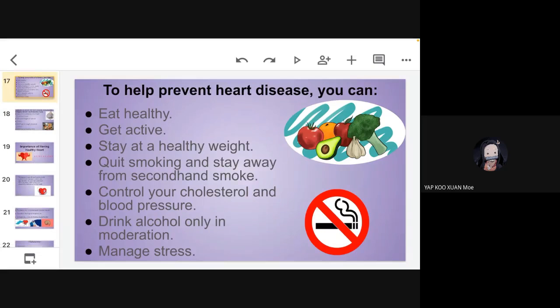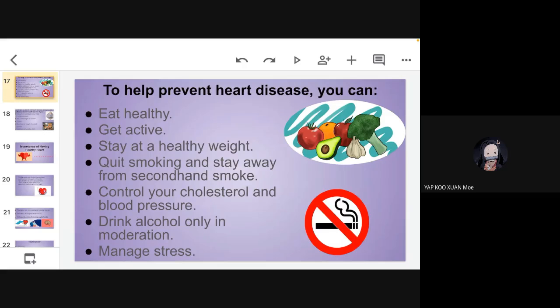To help prevent heart disease, you can eat healthy. Eat lots of fruits and vegetables, eat more fish, and eat less sugar, salt, and fat. Besides that, you can get active and stay at a healthy weight by doing exercise. In addition, quit smoking and stay away from secondhand smoke.